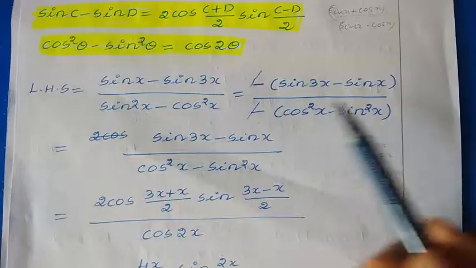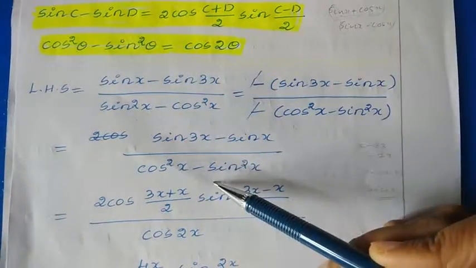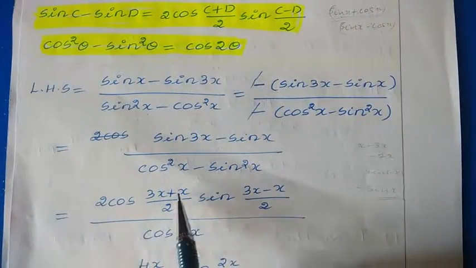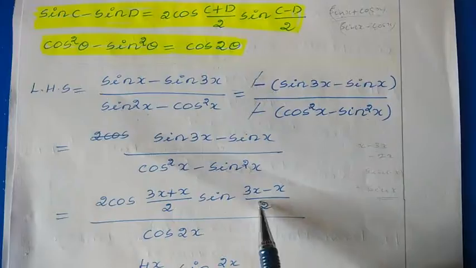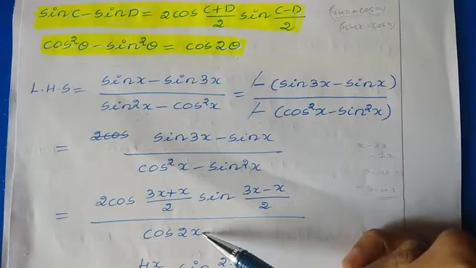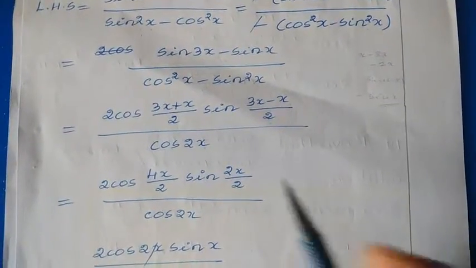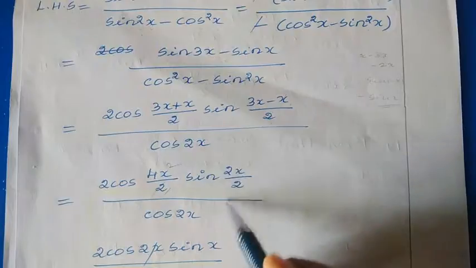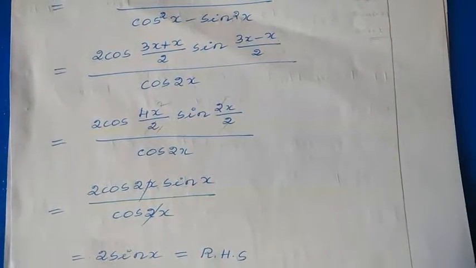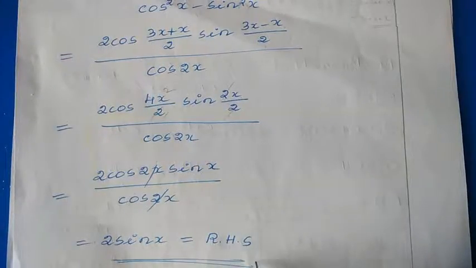Now for this use the formula sin C minus sin D, and cos square x minus sin square x, we know this formula we can use now, which is nothing but cos 2x. So now if I apply this particular formula, I get here 2 cos((3x plus x)/2) sin((3x minus x)/2) divided by cos 2x. Then this one you can simplify: 2 cos(4x/2) into sin(2x/2) divided by cos 2x. Here you can cancel the value. So you get 2 cos 2x into sin x divided by cos 2x. So this one you can cancel. So you get the final answer as 2 sin x, that is equal to RHS.